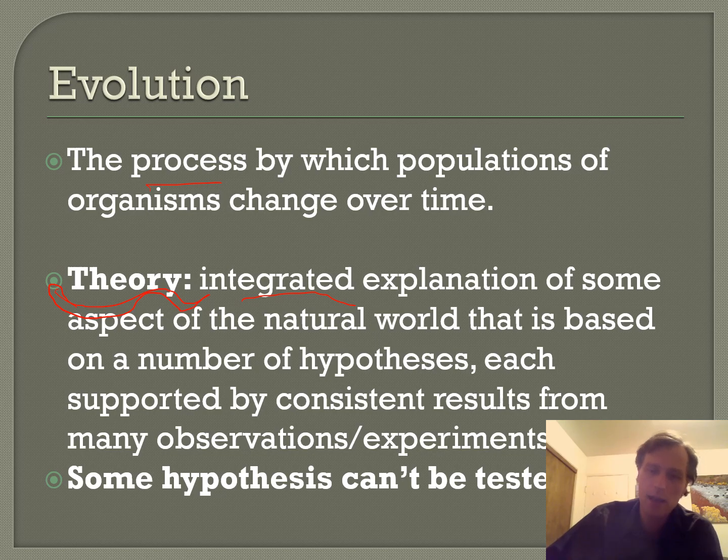Some hypotheses can't be tested. Right, and to some extent that is true in evolution. For example, we can't go back in time and test if some extinct fossil will eventually evolve to become reptiles and mammals. You can't really test that hypothesis. How can it sort of be tested?